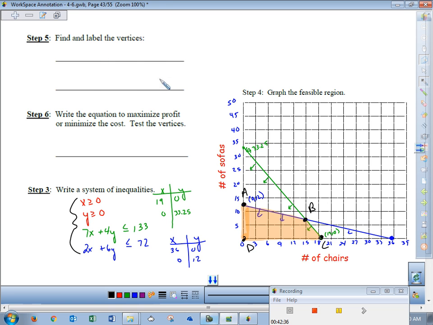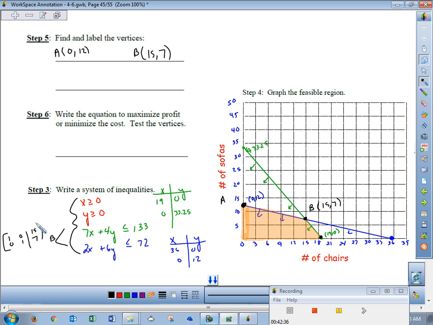So we will list them all out. A is most def at 0, 12. B, I don't know. So I got to find myself a system to solve that's between the green line and the blue line. So I will let you do a matrix to solve that. Why don't you pause the video, solve that. And please write your solutions matrix after you do that.